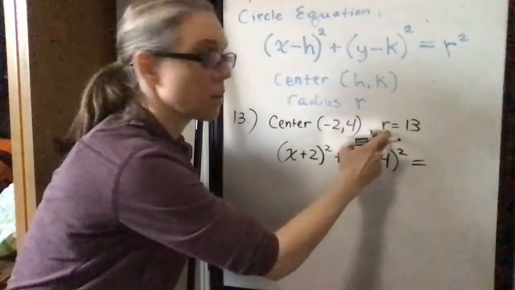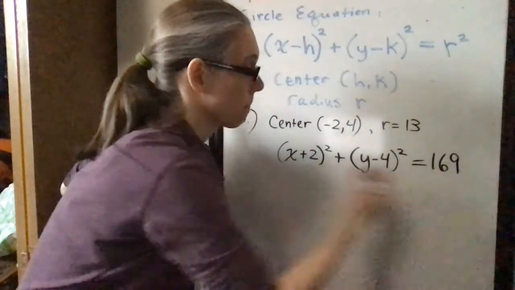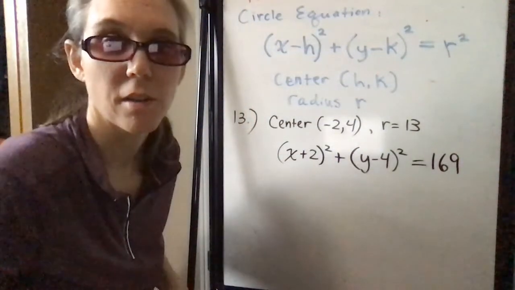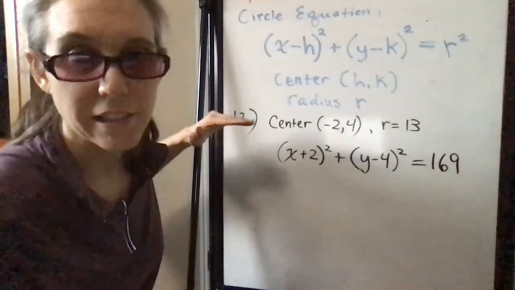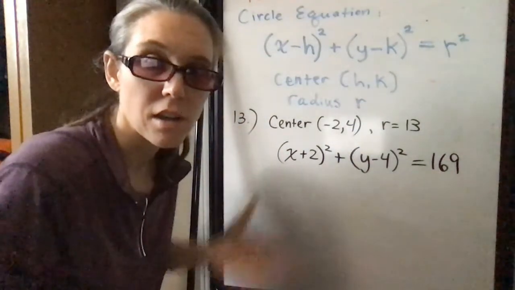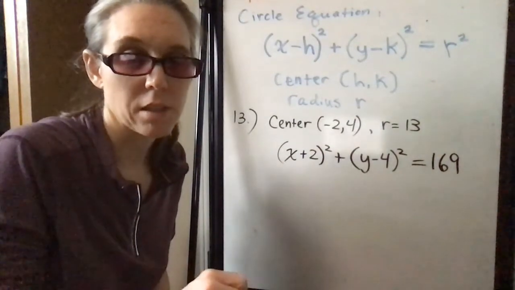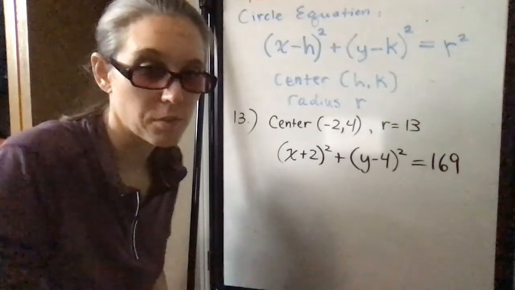So just take your r value of 13 and square it. And ta-da! There you go. That's how you take the center and the radius and you transform it into the equation of the circle. All right. So now question number 14 is like the multiple choice question on the final.